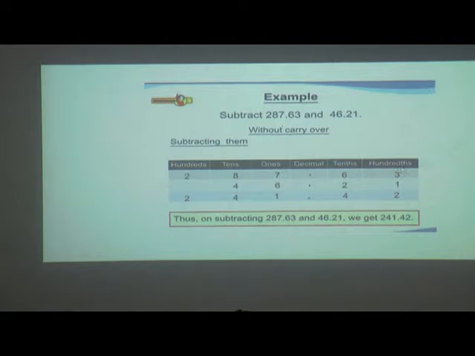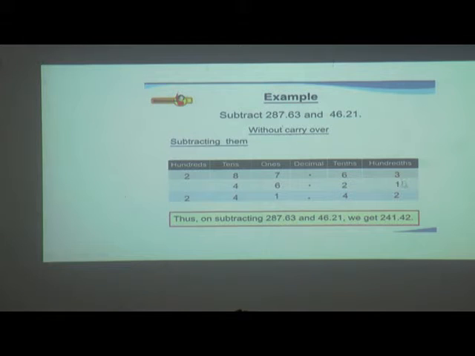287.63, that is, decimal point, minus 46 point 21. The decimal points should be one below the other. So 46.21. Now the question is subtract, so we have to do the subtraction. We will start from here.